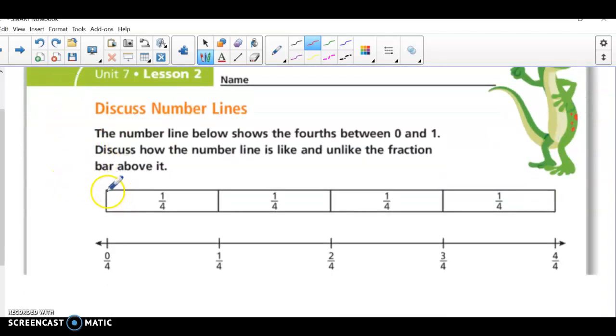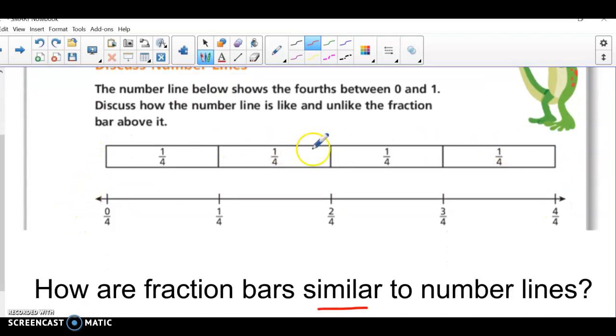Both of these show what a fraction could look like, or what a whole would look like from 0 to 1. The top one is what we call a fraction bar. That's what we were working with in our last lesson. And today we're going to talk about number lines. And so I want you to compare the fraction bar to the number line. How is it similar, but then how is it also different as well? Pause it and think about it for about 30 seconds.